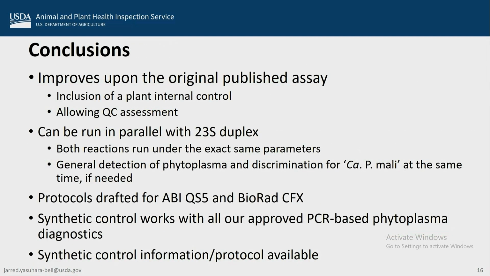So overall conclusion, the new duplex IMP assay does improve on the original published assay in that it includes a plant internal control, so you can have quality control assessment for each reaction. When I optimized the assay, I optimized it so that it runs under the exact same parameters as the 23S assay. So while you can run the general screening assay, and if something pops up in Apple, you can run the Mali to double check. You have the ability to run both assays in parallel. So in one run, you can get both general detection of phytoplasma and discrimination for Mali at the same time.